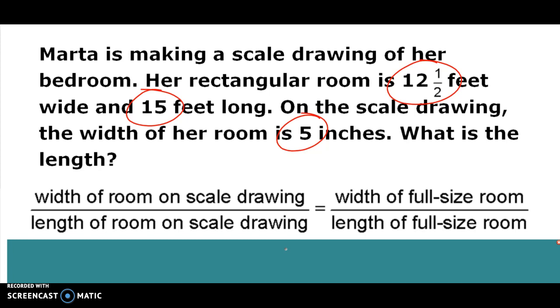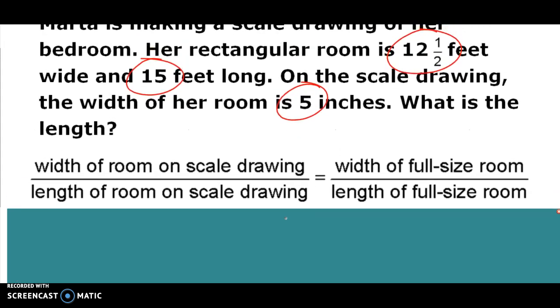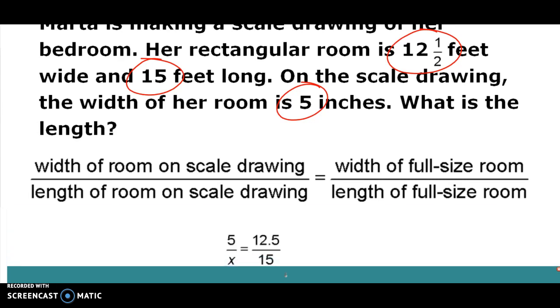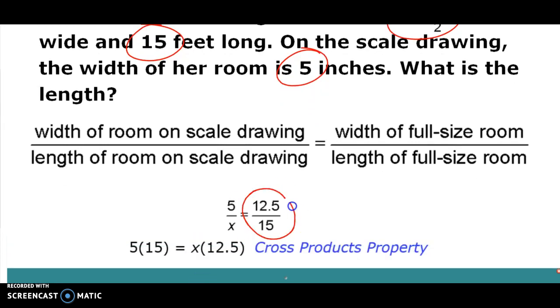Okay? So what we're going to do, we're going to set up what we call a proportion. A fraction equals a fraction. So what are the dimensions of the actual real room? 12.5 by 15. So I'm going to put those on top of each other. Usually the two things that we know, I'll stack those on top of each other. 12.5 over 15.